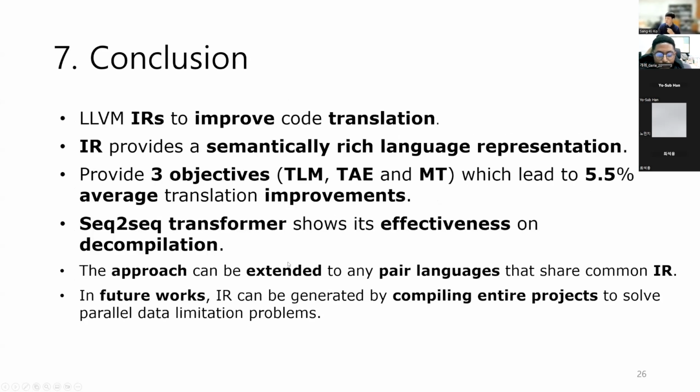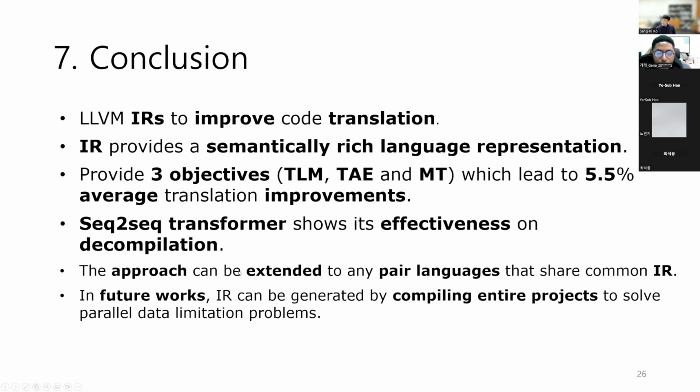So when we conclude the presentation, LLVM IR is good to improve code translation. IR provides a semantically rich language representation. Adding these three objectives, TLM, TAE, and MT, has yielded 5.5 average code translation improvements. The seq-to-seq transformer shows effectiveness on decompilation, as we have seen in the previous decompilation section.